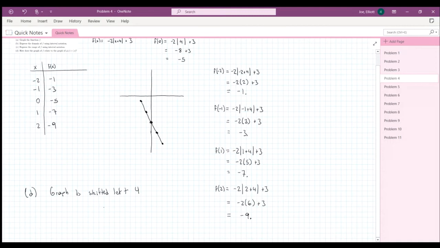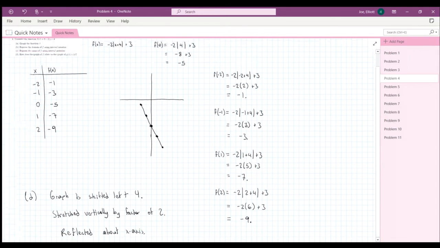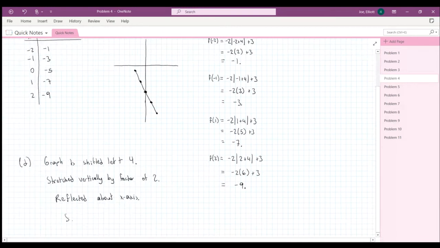So it's shifted left 4. It was stretched vertically by 2. Okay. Reflected about the x-axis because you had a minus sign in front of the 2. And then shifted upward 3, right? Okay.